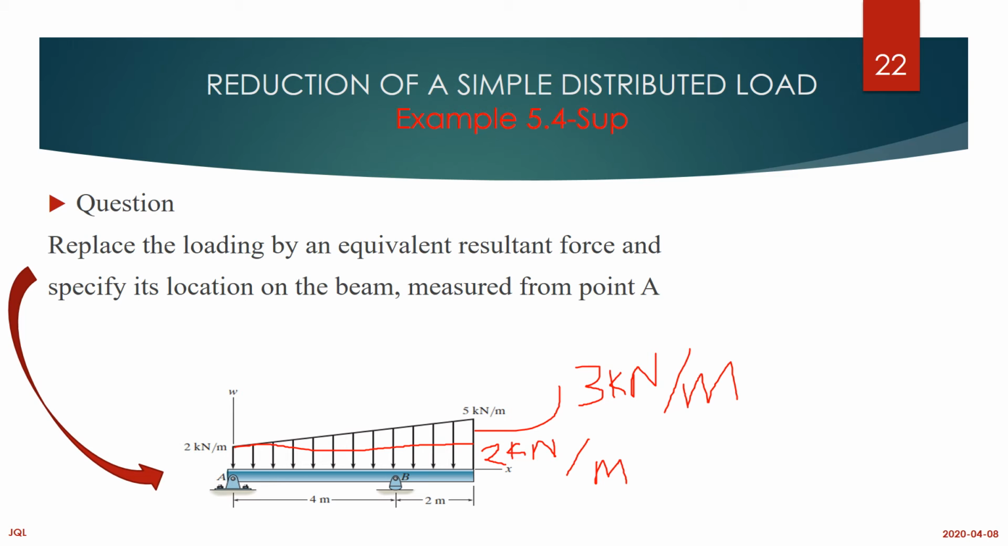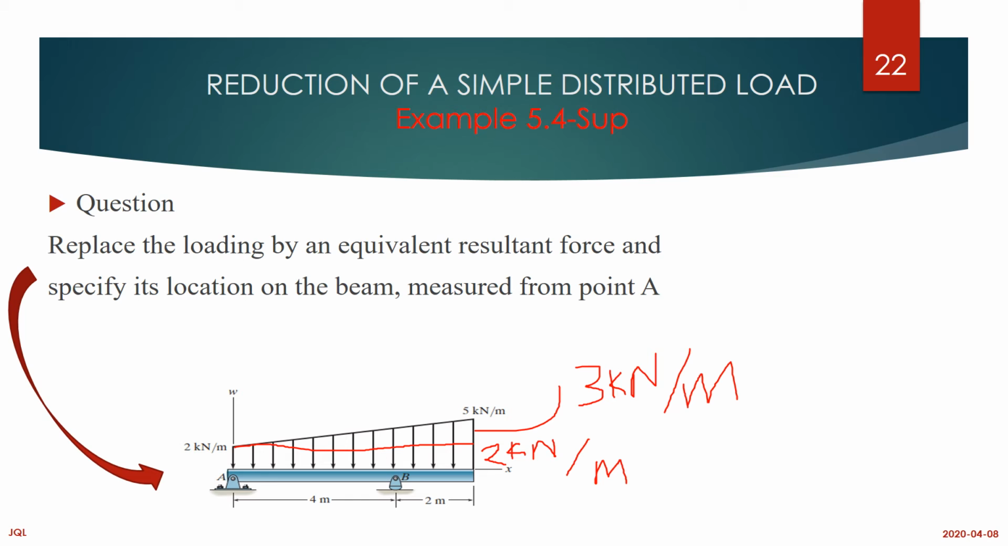Right? So the first thing, you know how to get the FR for the rectangle, which will be 2 times the 6. Right? Once you get that, the location will be the 6 divided by 2.